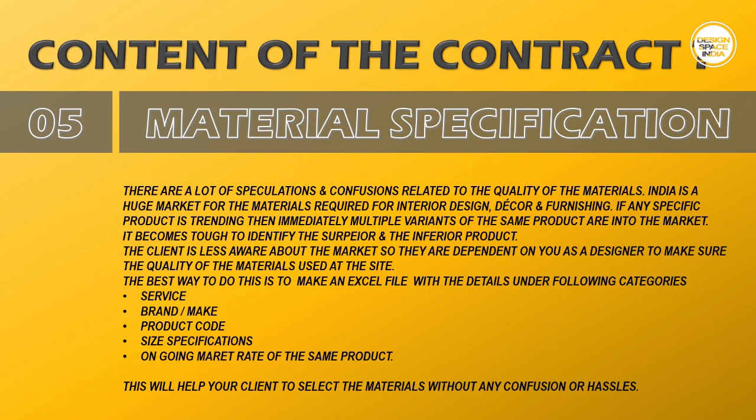The client is less aware about the market, so they are dependent on the designers to make sure the materials used on the site are of good quality. The best way to ensure this is by attaching a detailed specification sheet with the contract for all the services and products required for the proposed interior design assignment. The specifications list can be in the following categories: services, brand, make, product code, size if applicable, warranty, and its ongoing market rate. This will help the client to select materials without confusion, and be hassle-free for the designer.